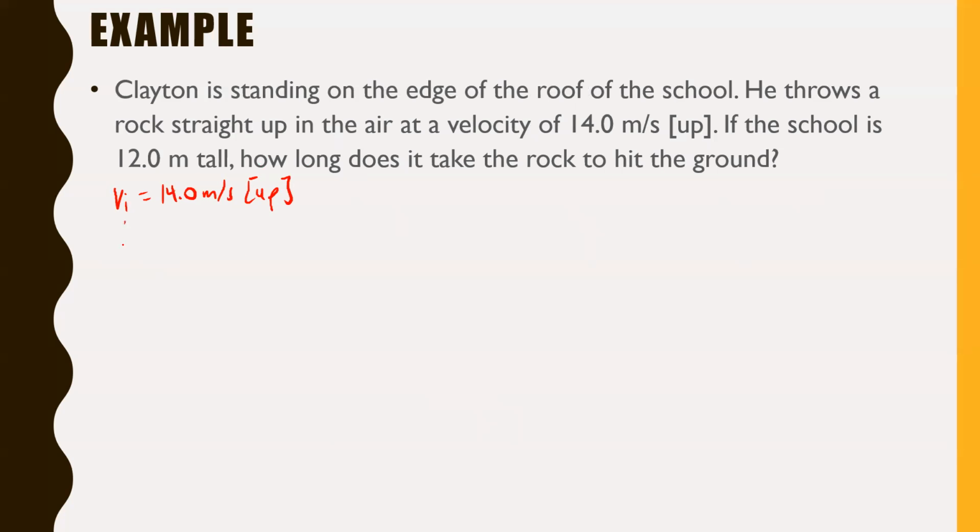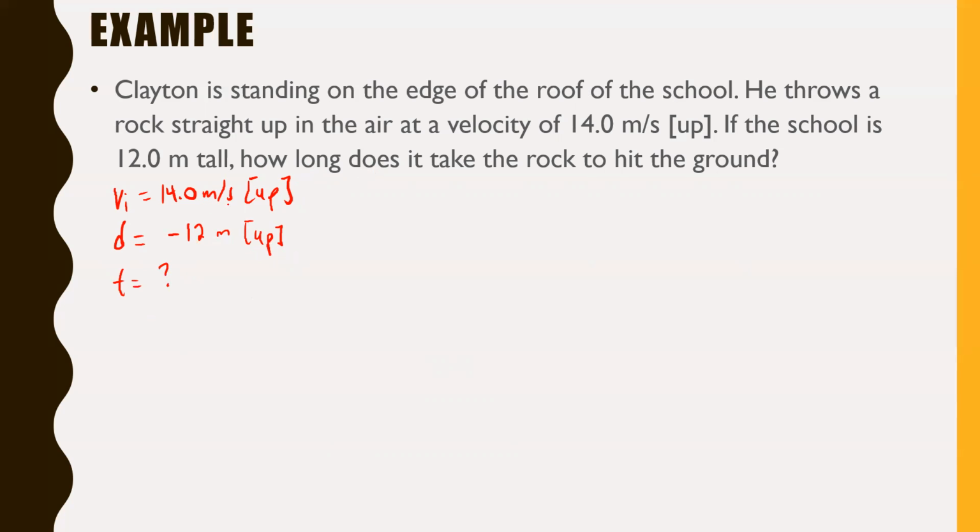So what we'll say is the distance that that rock traveled is 12 meters down, or in other words, negative 12 meters up. Remember, it's really important that we have our directions always in the same way. So if we're saying up is positive, we have to make sure everything else is in reference to up. So it's negative 12 meters up. That's where that rock ended up going. Now, what we're looking for is how long it takes the rock to hit the ground. So time is the thing we're looking for here.